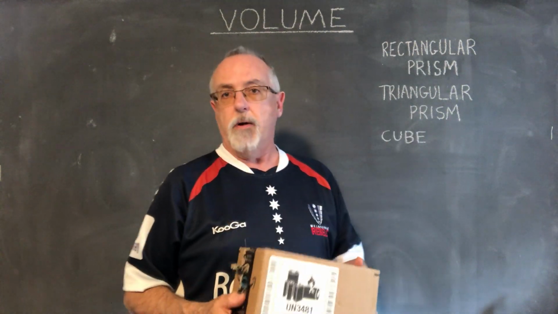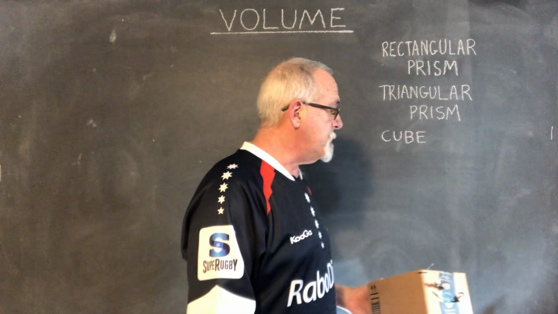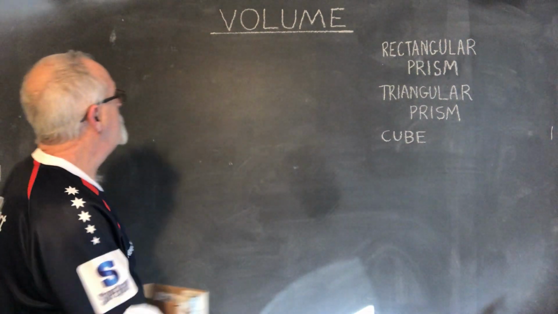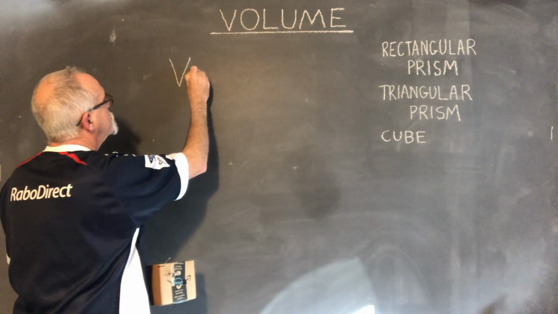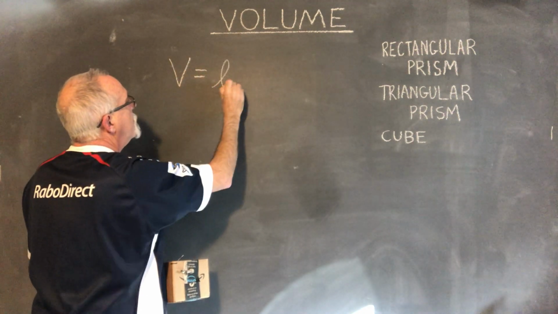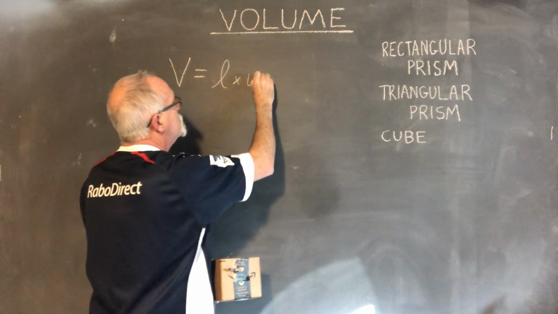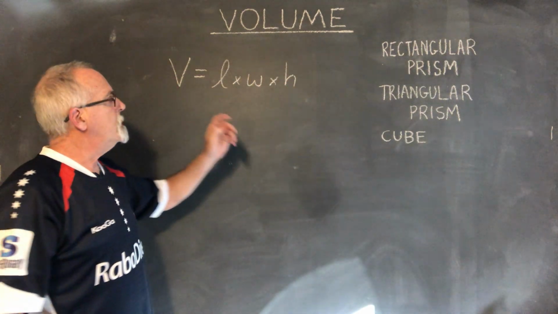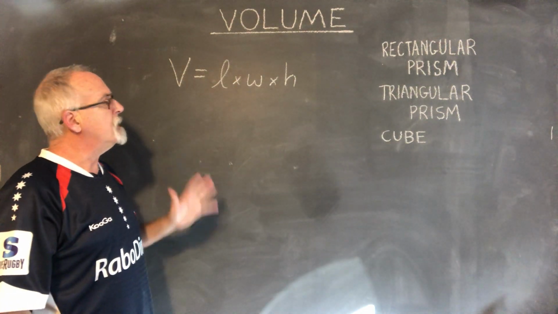So I'm going to use the volume formula for a rectangular prism, which is quite a simple formula. Where's my chalk? Volume of a rectangular prism is equal to length times width times height. So we can just write LWH. I'm showing the multiplication symbols.